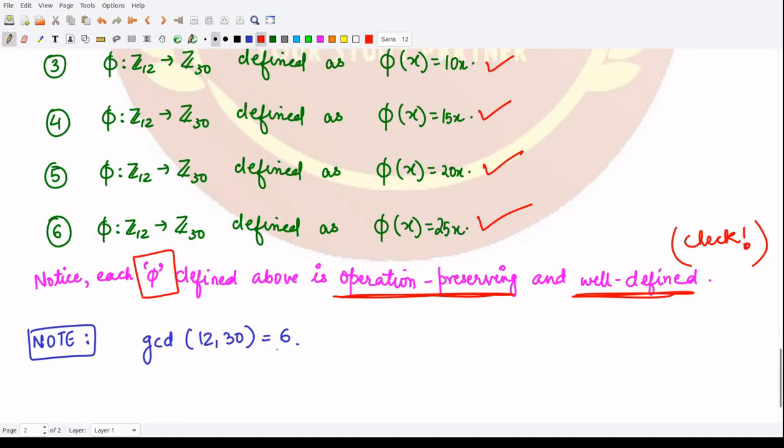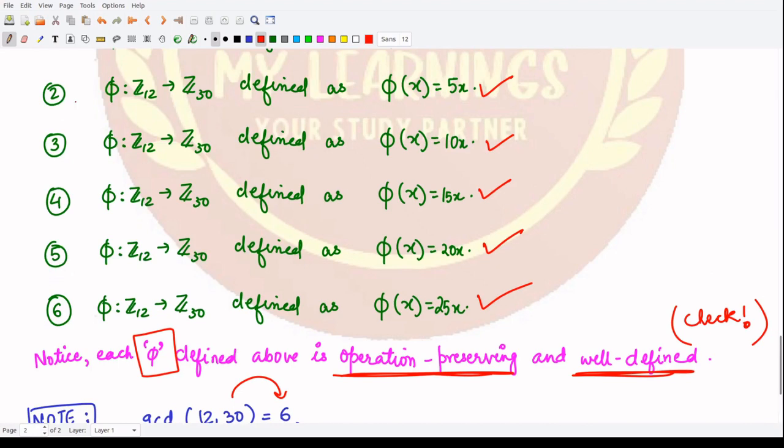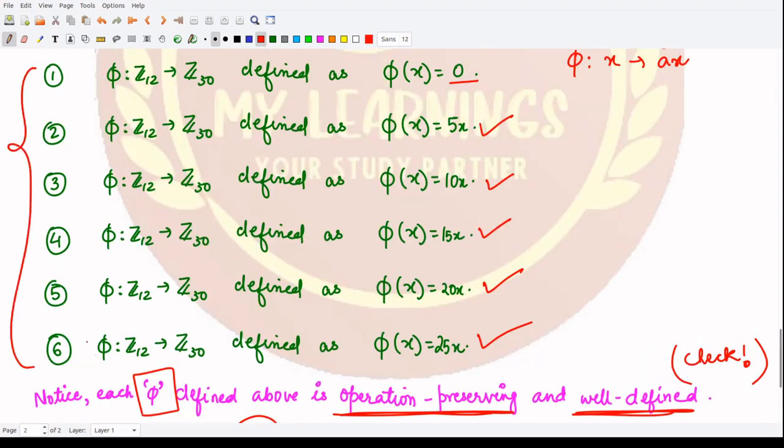And moreover, if you notice that our first group was Z12 and the second group was Z30, the GCD of 12 with 30 comes out to be 6, and overall we are getting 6 homomorphisms.